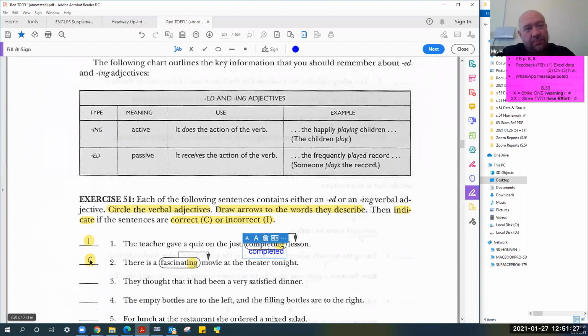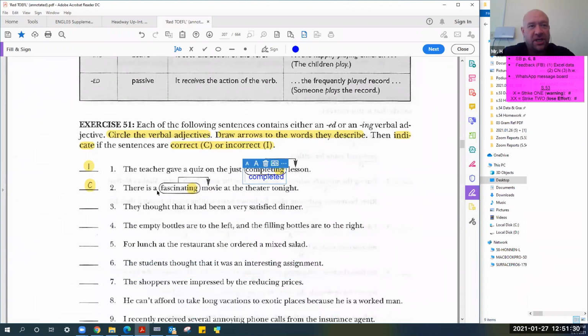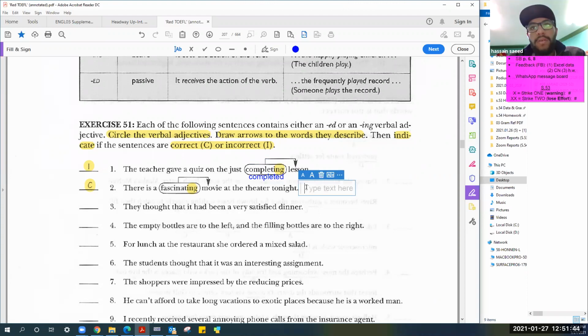Mustafa, why do I put ing in the second one? What's the reason? Why do I add ing? Because the movie is fascinating. Yeah. Do you guys know the meaning of fascinating? It means exciting, amazing, impressive. I would say it just means very interesting. That's what it means.